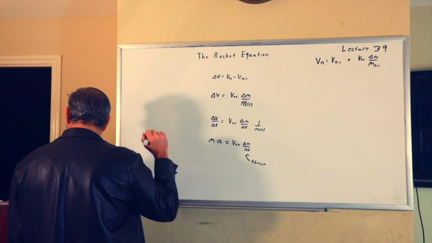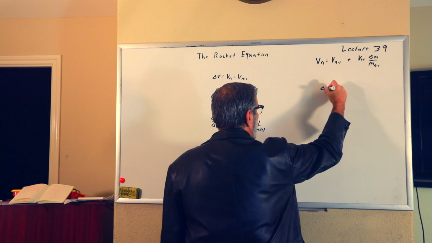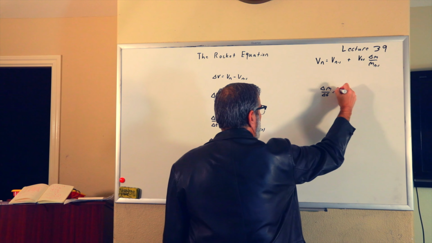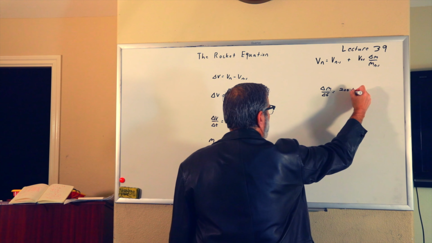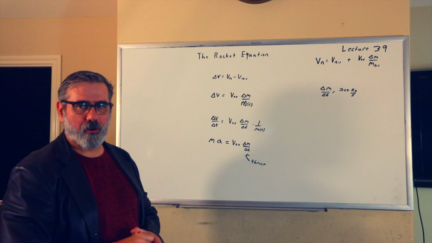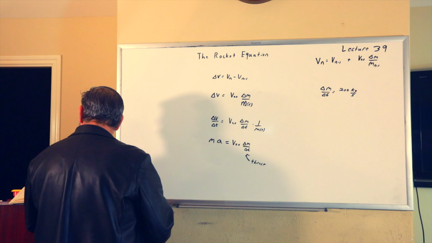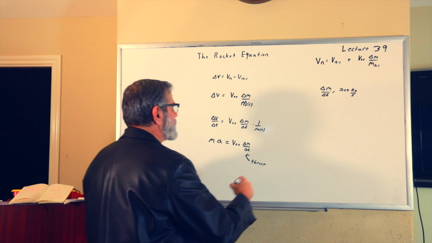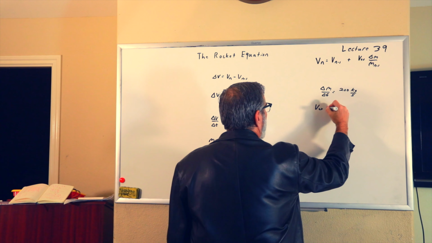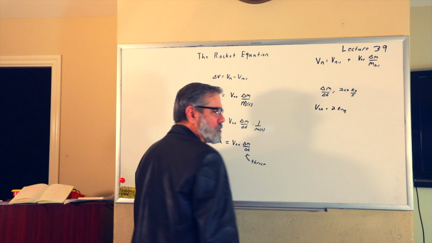Before, what was our example? Now I want to do a different example. Let's say we have a fuel burn rate, delta m over delta t, equal to 200 kilograms per second. That's a lot of mass. Every second you're burning 200 kilograms of fuel. How much thrust are you going to produce? That's what I want to figure out. Well, a typical exhaust velocity might be 2 kilometers per second. That's 2,000 meters per second.